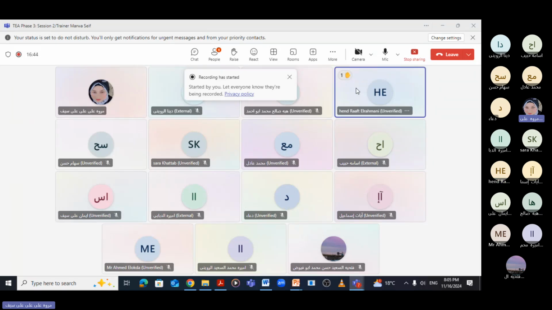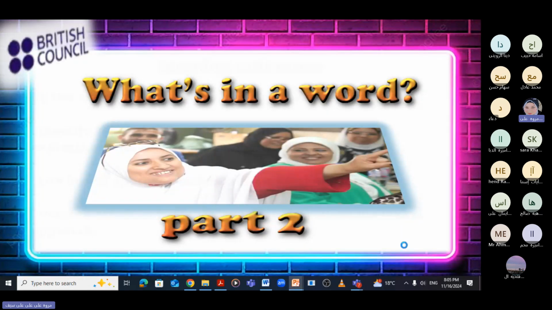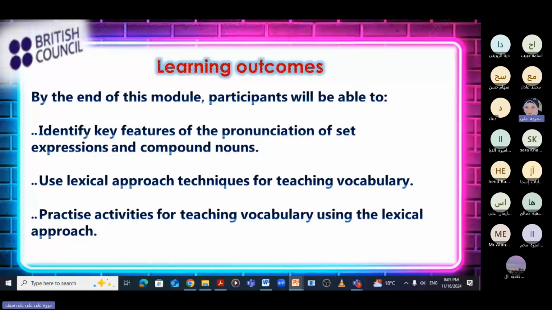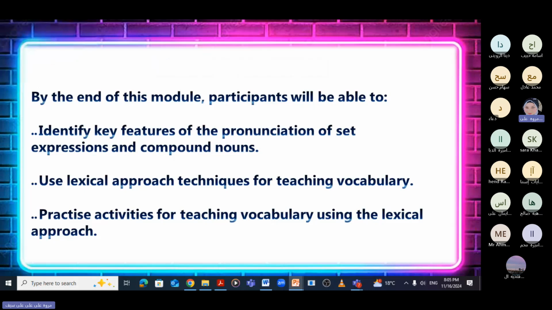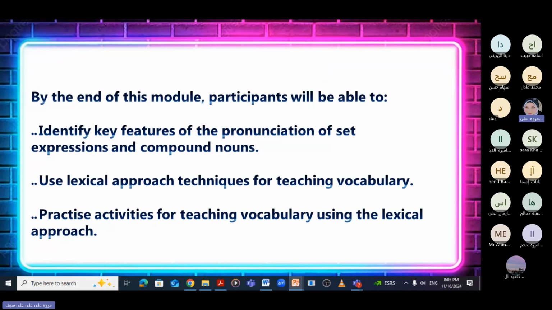Amazing. Let me tell you about the outcomes of this part of the module today, inshallah. By the end of this module, participants will be able to identify key features of the pronunciation of set expressions and compound nouns. Set expressions are the fixed expressions. Use lexical approach techniques for teaching vocabulary. You are going to use a lot of activities for teaching vocabulary according to the lexical approach. And we will study what the lexical chunks are, what the lexical approach is in the first place, and how to apply it in teaching vocabulary. We're also going to practice activities for teaching vocabulary using the lexical approach.